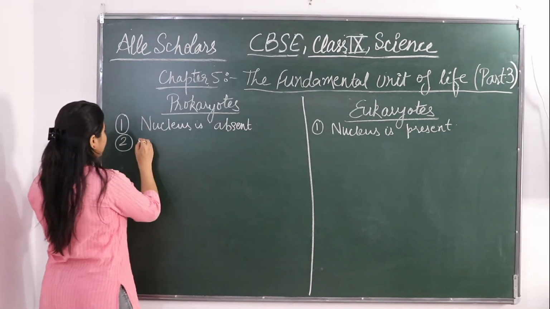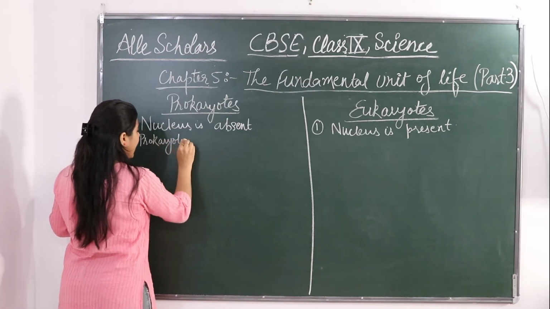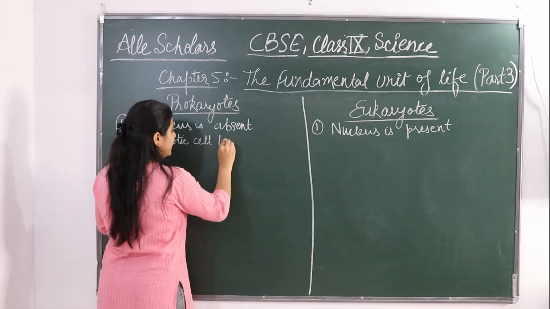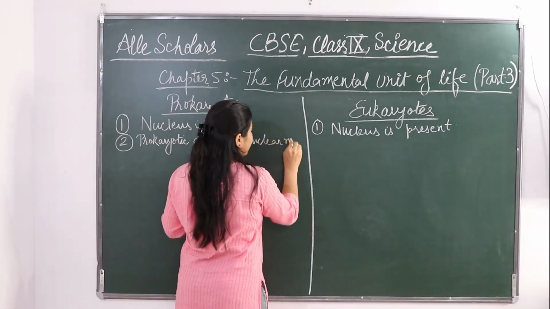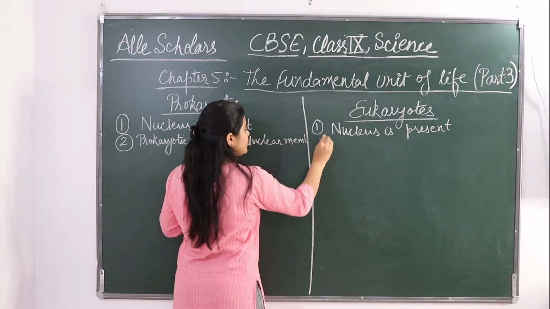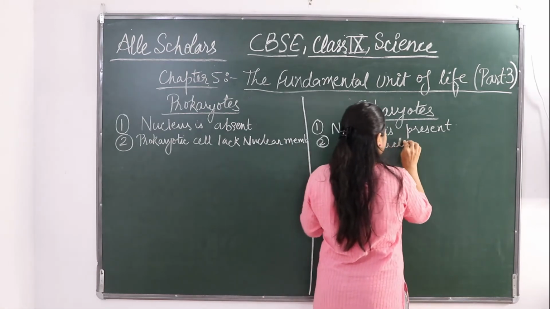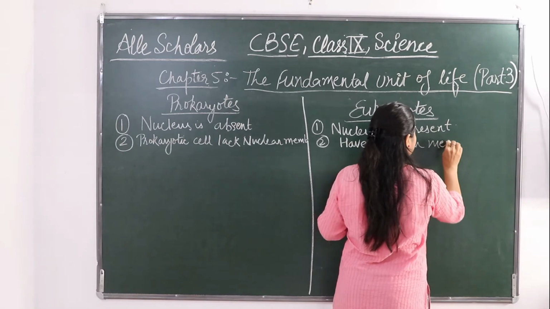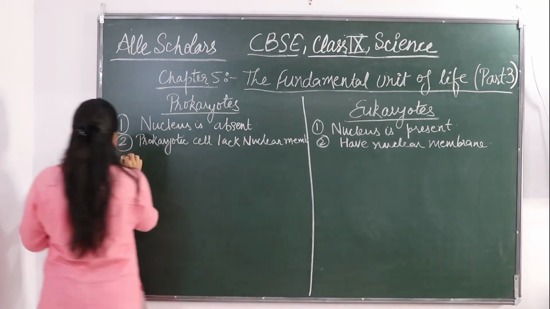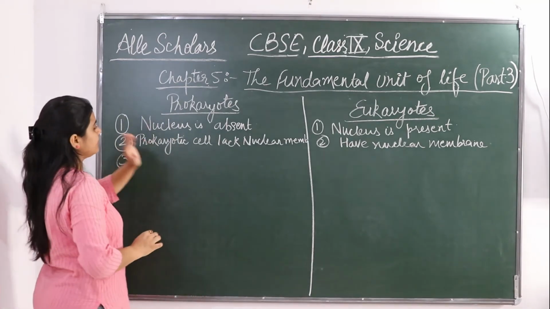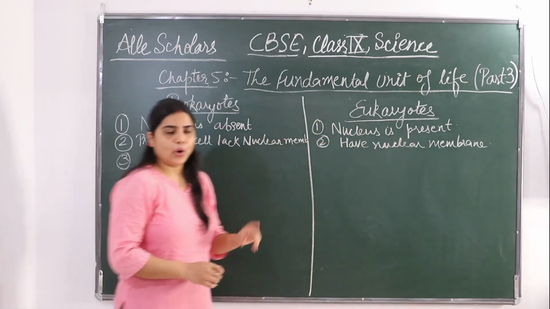So prokaryotic cells lack a nuclear membrane, whereas eukaryotic cells have a nuclear membrane. Since they don't have a nucleus, there is no nuclear membrane. Since eukaryotes have a nucleus, there is a nuclear membrane also.